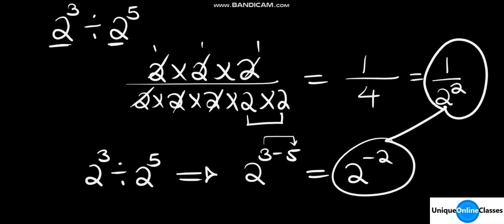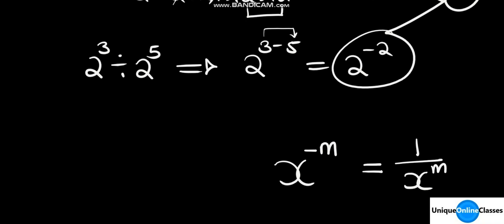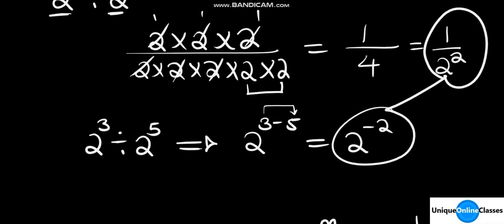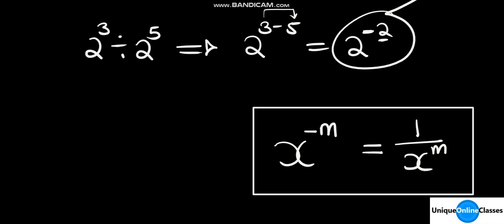So this guy here is the same as that guy. Here we have formulated a law: if we have a number, let's say x, raised to the power negative m, it's the same as 1 over x raised to the power m. As you can see, removing the negative is the same as introducing 1 as a numerator. So that is our rule. Let's now move on to another rule.